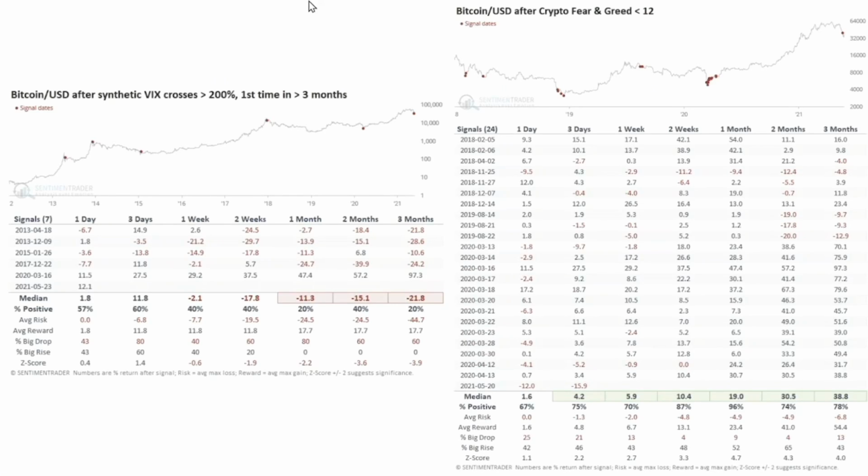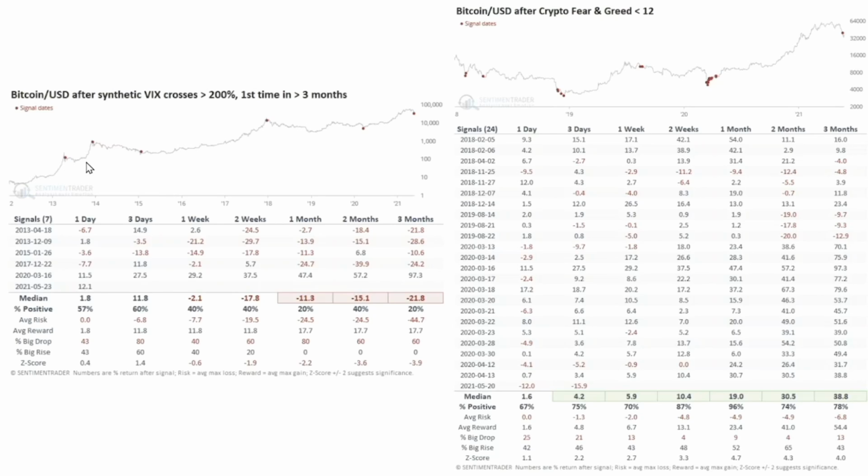So, yeah, this type of stuff, I do enjoy this type of analysis. I do love statistics. However, you can see the bizarreness of having different analyses taken on the same day and having the numbers crunched. Bitcoin after the synthetic VIX crosses, blah blah blah.